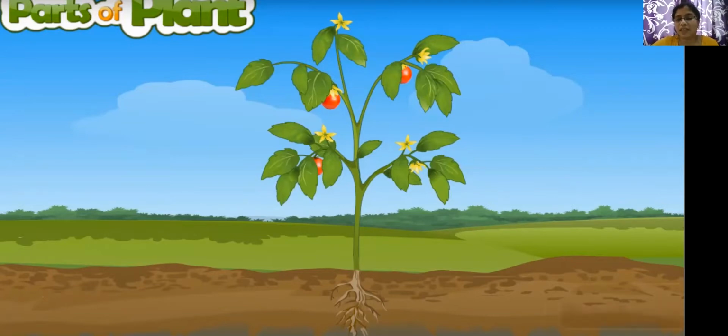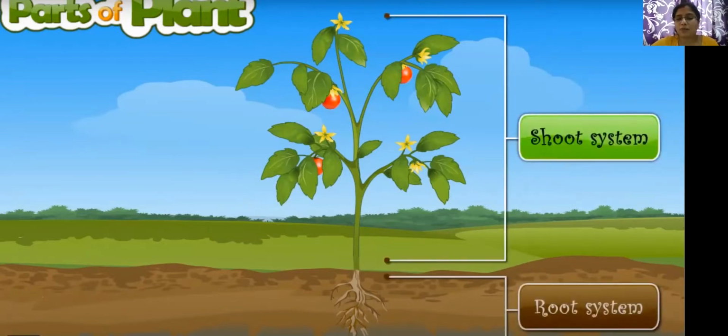So let us see how the plants are divided. Plants are divided into two parts, correct? One part which is below the ground, and the other one which is above the ground. Above the ground, whatever we see is called the shoot part of the plant. All your leaves, flowers, fruits, stem, they all together form the shoot system of the plant, right? And the part of the plant which is underground is called the root system, right?